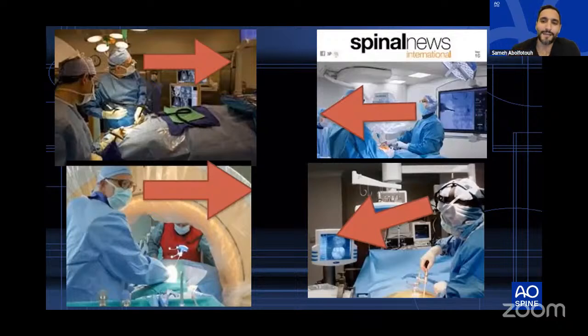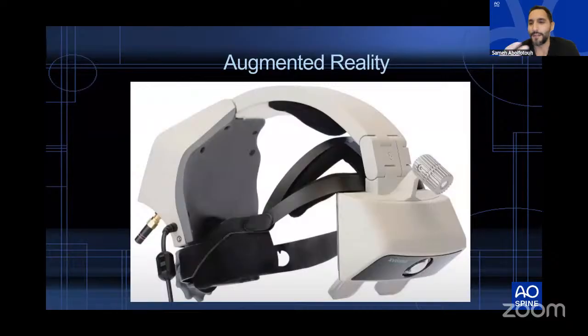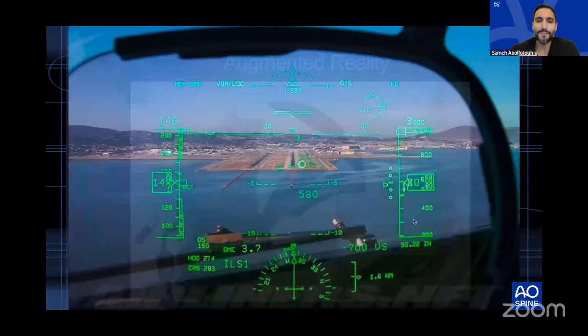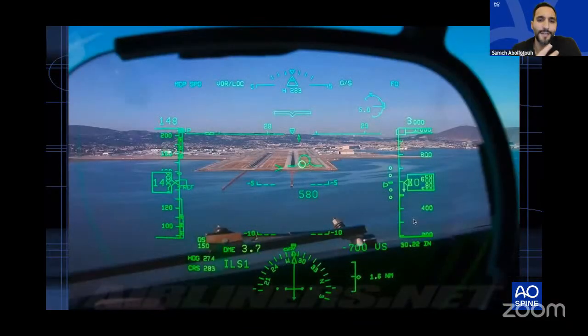Now, I think that's something that can be overcome nowadays with augmented reality as well. Now, the concept of augmented reality, as I said, every breakthrough did come from the military. This is a picture that was taken from one of the fighters out there.